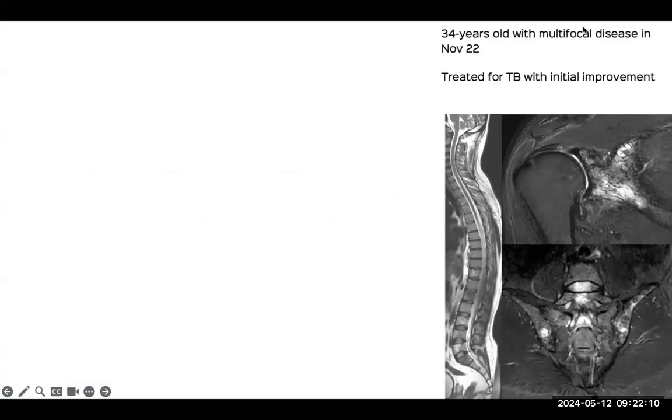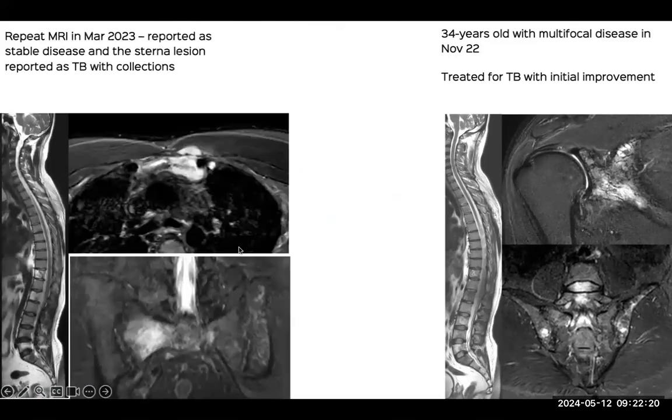So this patient was treated for tuberculosis empirically because they said, you know, young patient, 34-year-old, multifocal disease, what else can it be? You've got these classic spine body lesions. That's the SI joint. Patient improved a little bit, and then there was no change. And in fact, this MR was reported as perhaps partial improvement in the SI joint.